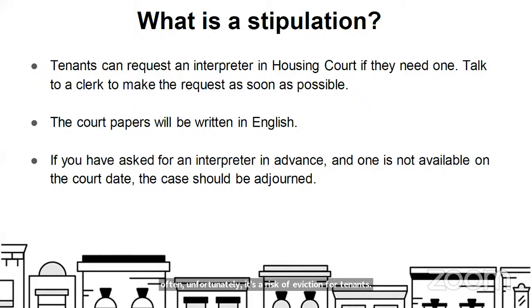Now, as far as the stipulation, tenants in housing court who don't speak English as their primary language can request an interpreter if they need one. You have to talk to the clerk to make the request as soon as possible. However, the court papers will still be written in English. Now, if you have asked for an interpreter in advance and one is not available on the court date, the case should be adjourned. So this is like when you're negotiating with your landlord or the tenant or maybe your roommate, and you may not have English as the primary language, you're allowed an interpreter.